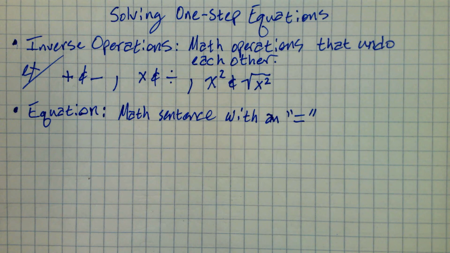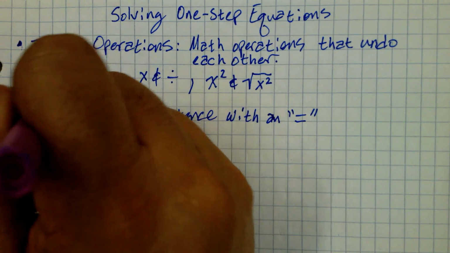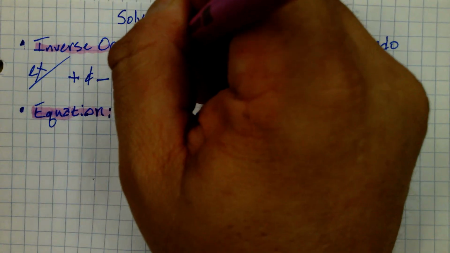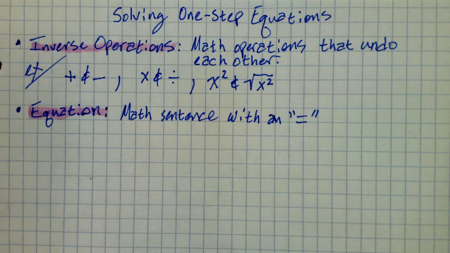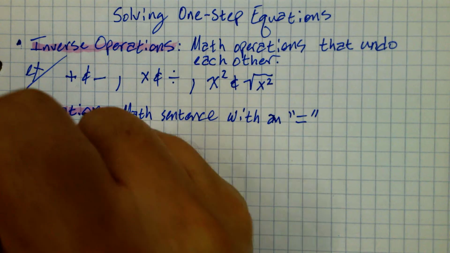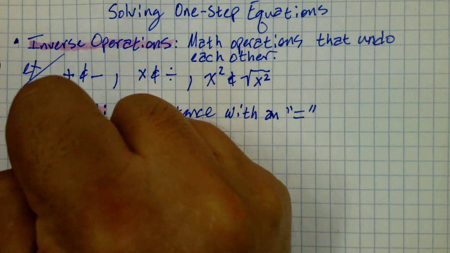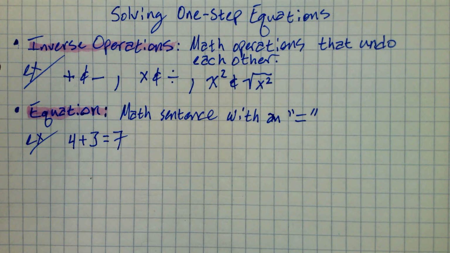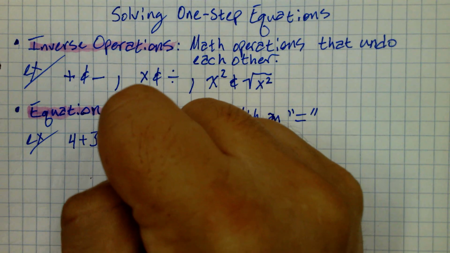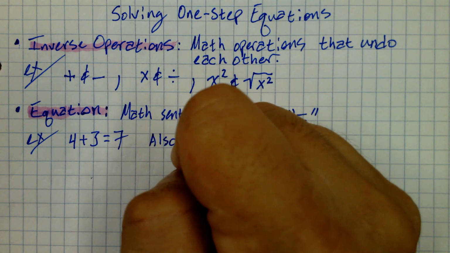Equation. Okay, I should highlight this as well. All right. So let's get some examples of this. It could be as basic as 4 plus 3 equals 7. That's an equation. But we're going to do stuff kind of like this. Eventually, they will look like this with variables and stuff.